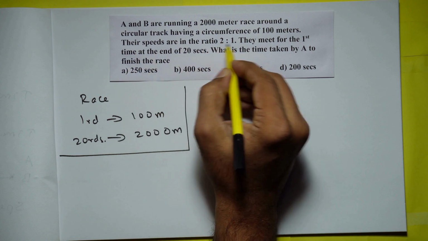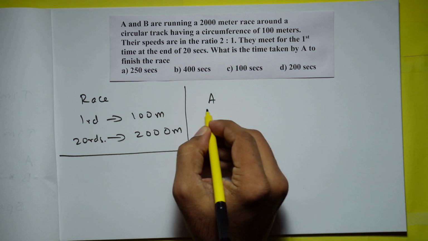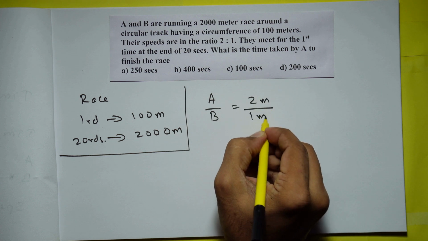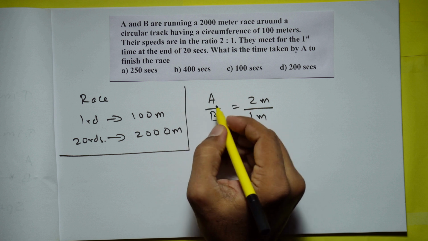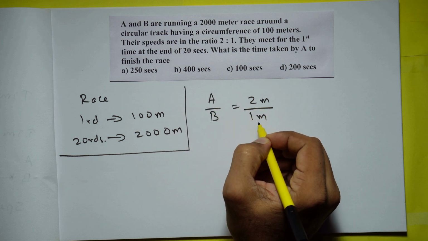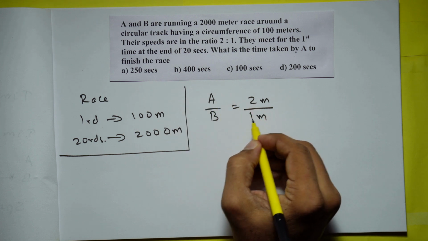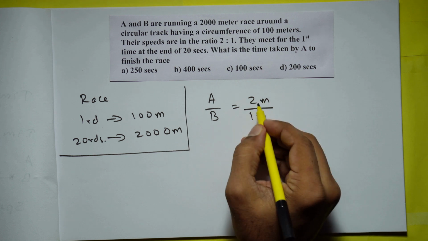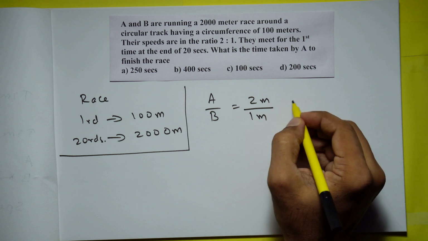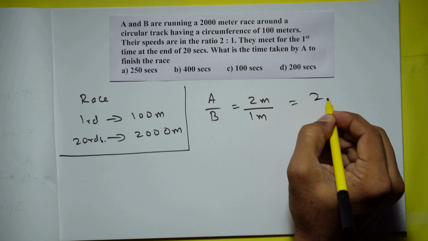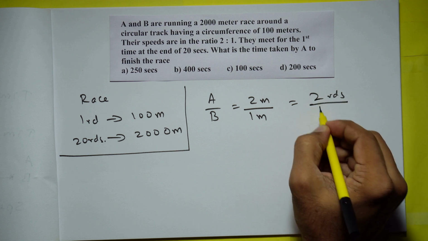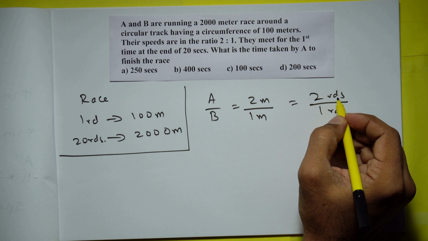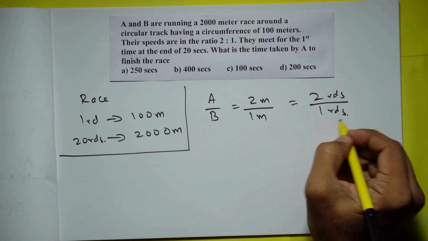Their speeds are in the ratio 2:1, which means that when A does 2 meters, B will do only 1 meter. That is why we say that their speeds are in the ratio 2:1. Similarly, when A does 20 meters, B will do 10 meters. That ratio will always be maintained. Similarly, when A does 2 rounds, B will do only 1 round. Now let us see what happens when A does 2 rounds.